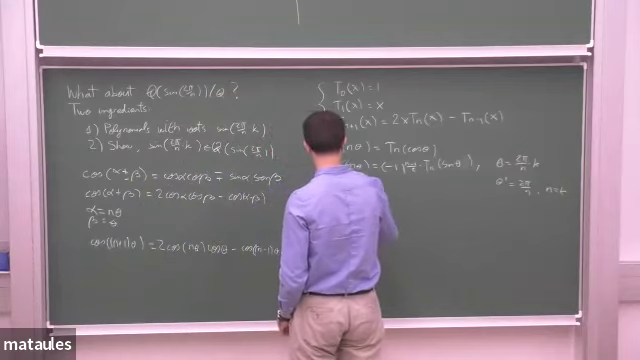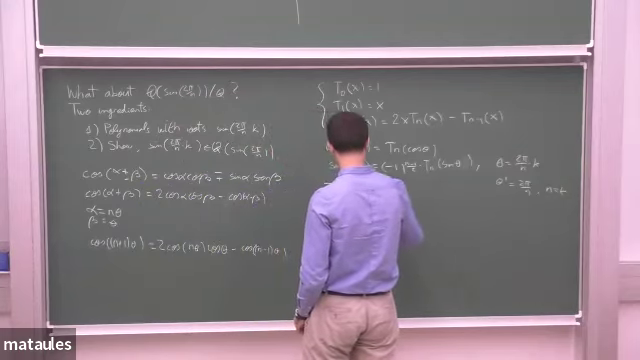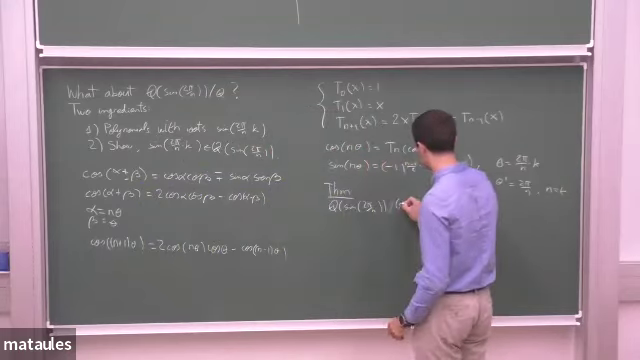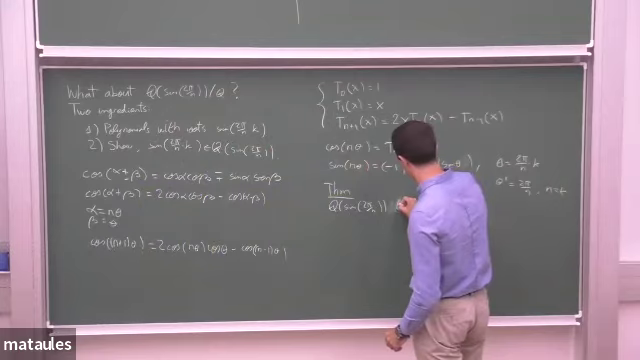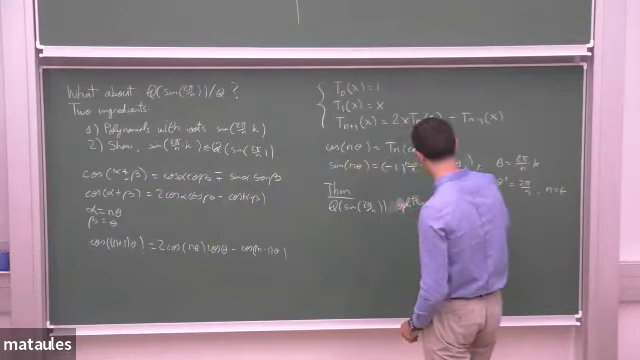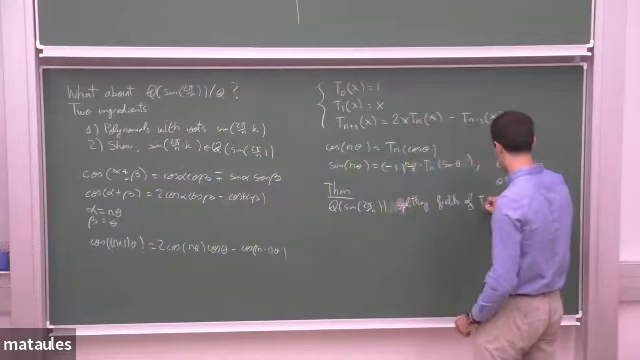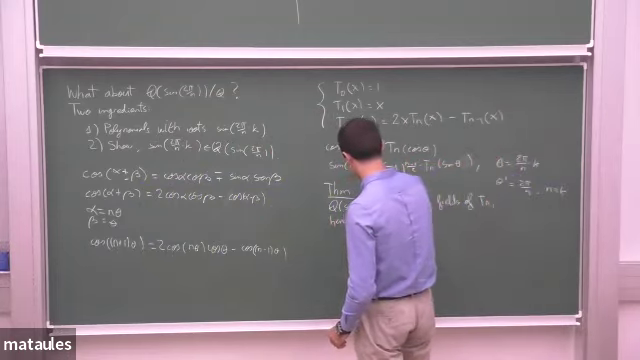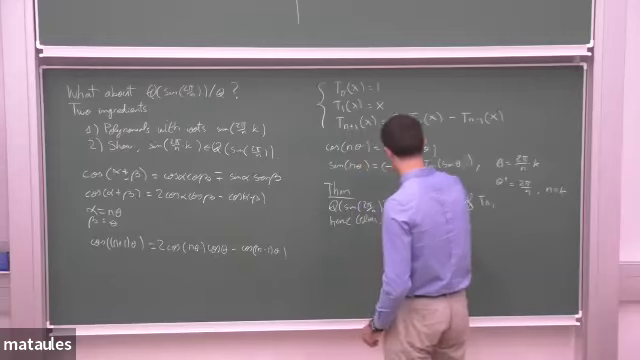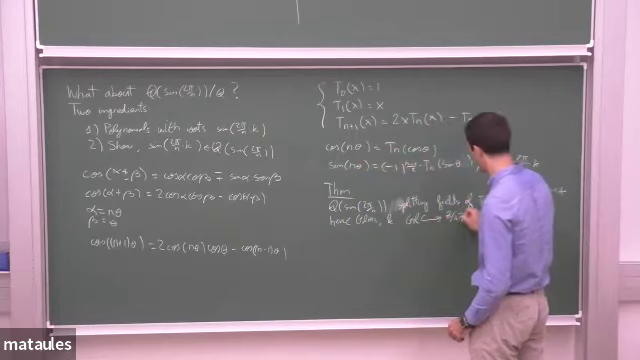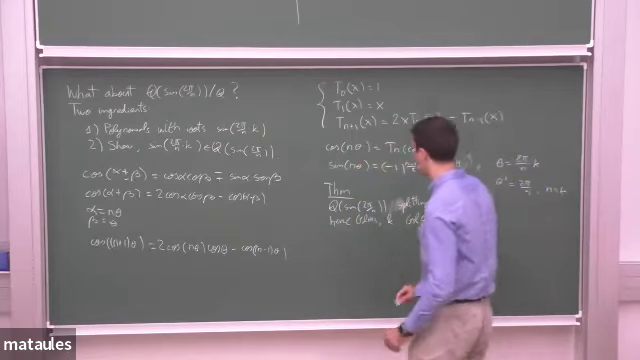So these extensions are Galois. Sorry, these are the splitting fields of the Tn. Hence Galois. And its Galois group embeds into the units modulo n, right?